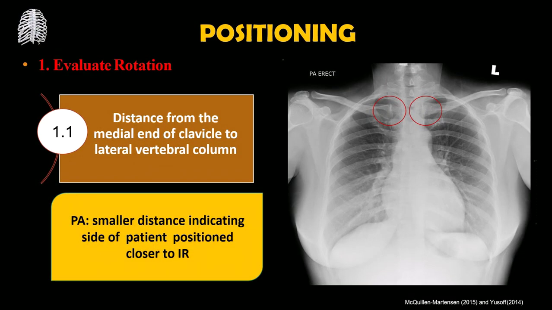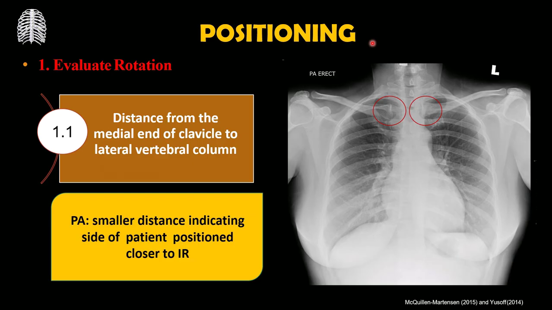Firstly, to evaluate rotation, we can measure the distance from the medial end of clavicle to lateral vertebral column. The distance from the medial end of clavicle to lateral vertebral column should be similar on both sides to indicate no rotation. This can be achieved when the mid-sagittal plane is perpendicular to the IR, whereby the patient's weight should be distributed equally on both feet and shoulders and arms are at equal distance to IR.